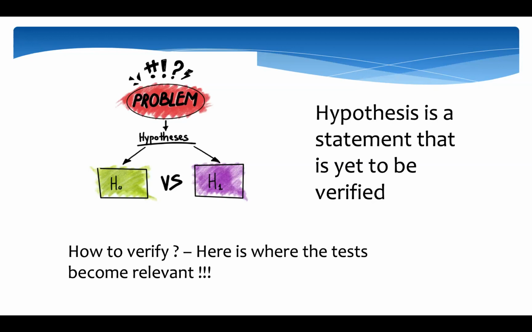Anyway, so now how do we verify whether the statement is true or false? That's where the tests become relevant. These are called tests of significance, statistical significance. Why? Because those are the tests which will tell us whether a particular problem is significantly true or not. You know, there is a significant chance of that statement being true, or there is a significant chance of the statement being false. So that is the test of significance. Okay, next.